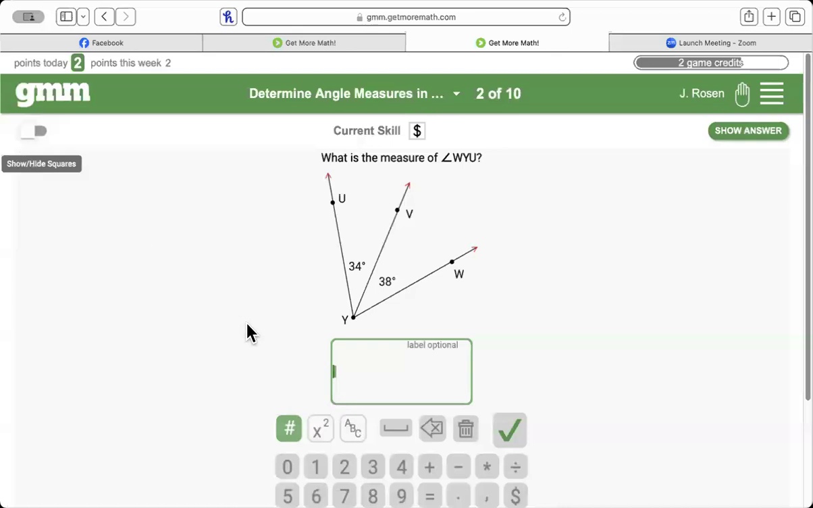Okay, next up, it gives us another figure, and it says, what is the measure of WYU? So W to Y to U. It wants the figure in its entirety, so it wants this entire angle. So that one, all we have to do is add them together, and that gets us 72.